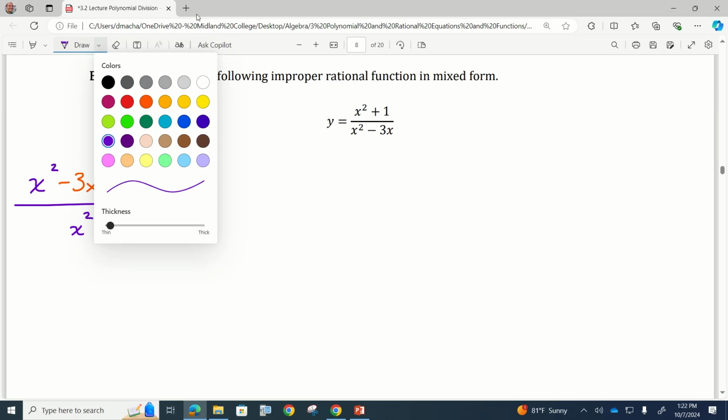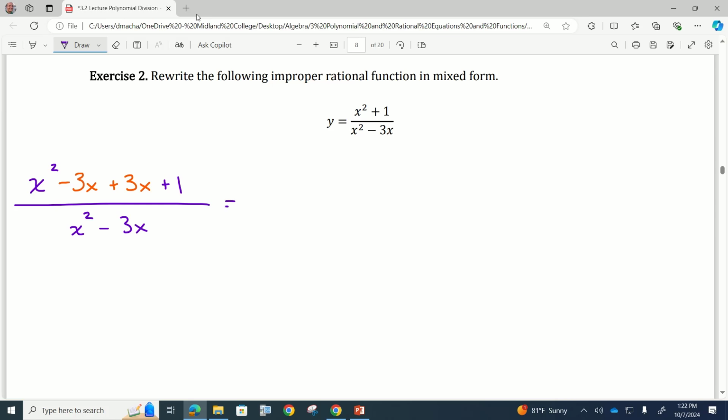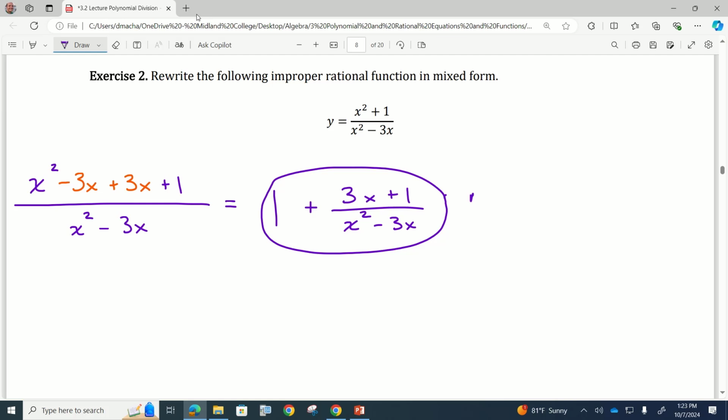And at this point, I can imagine splitting this fraction where that plus sign is, the orange plus sign. And then the first fraction would look like x squared minus 3x divided by x squared minus 3x. And that's just the number 1. And then the second part of this numerator is 3x plus 1. And the denominator is still x squared minus 3x. And so this is my mixed form.